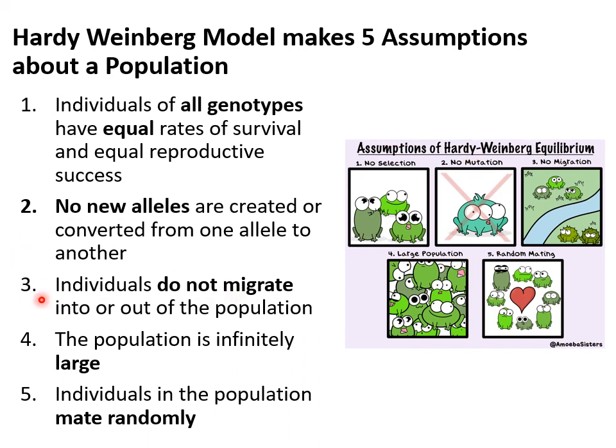The third is that individuals should not migrate into or out of the population. Okay, because again, that would cause fluctuations in the genotype frequencies and the allele frequencies in that population, and it would not be at equilibrium anymore. The fourth assumption for the Hardy-Weinberg model is that the population should be infinitely large, which you see here. Infinitely large because in practical terms, you want the population to be large enough that sampling errors and other random effects are negligible.